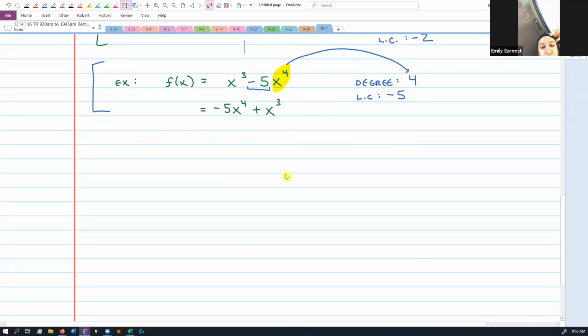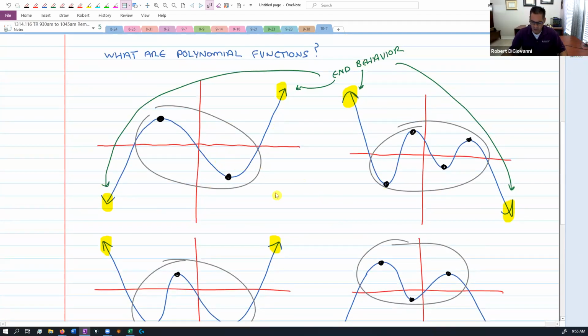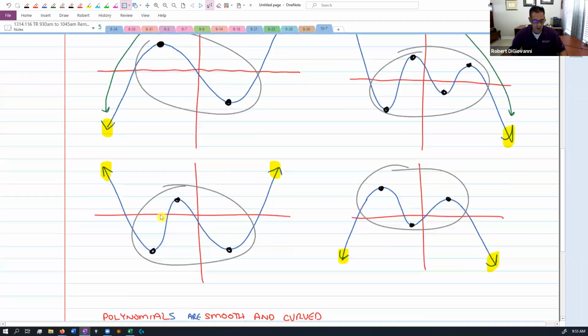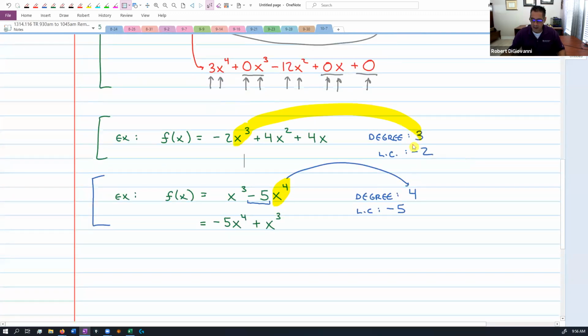Now, I told you a minute ago that when it comes to polynomials, they all kind of look like this. And when it comes to the end behavior, there are only 4 possibilities, right? Left side down, right side up; left side up, right side down; left up, left down, right down. That's the only 4 things that can happen. Well, it turns out that if you can tell me the degree and the leading coefficient, you will be able to tell me exactly what happens at the end. And to do that, you use what's called the leading coefficient test.